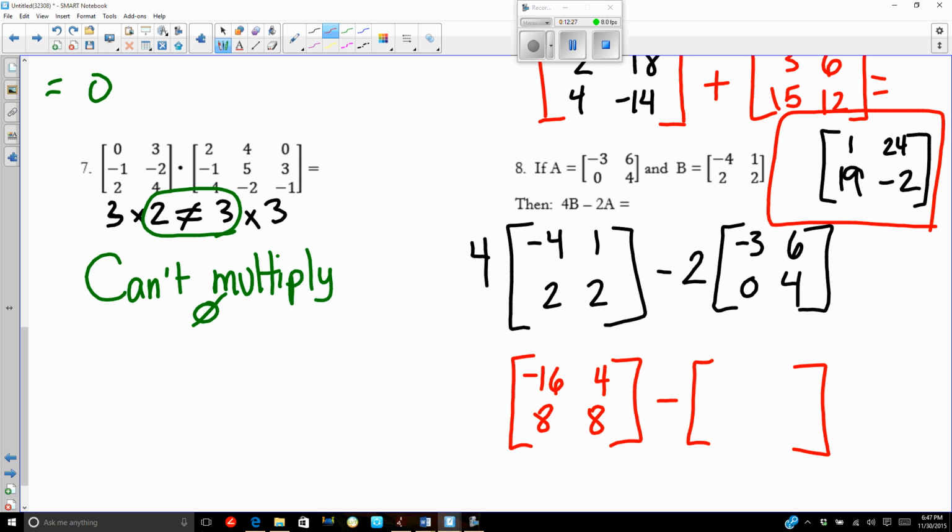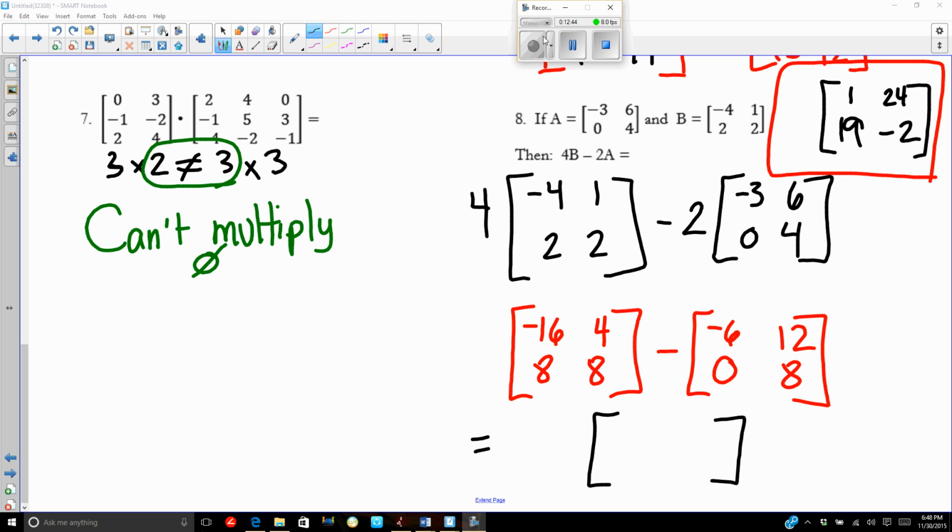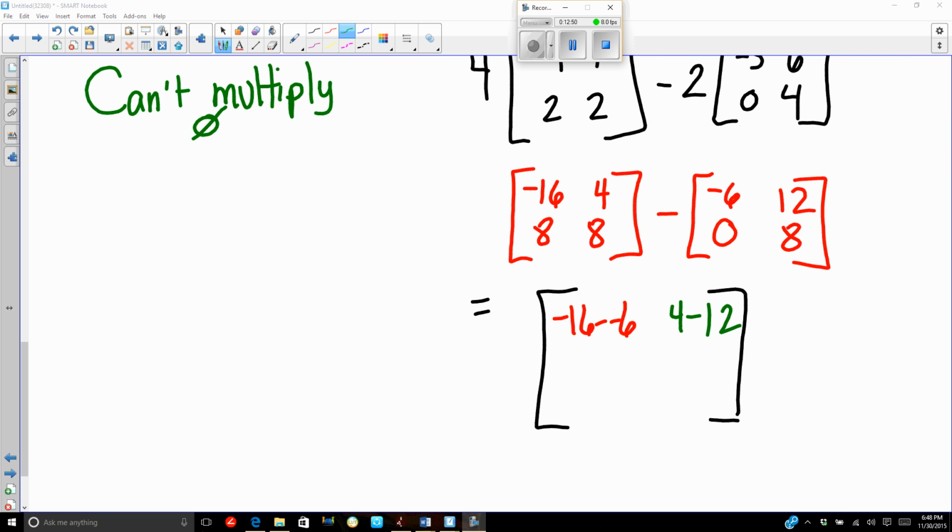I'm going to multiply everything in there by positive 2, and then just remember to subtract everything. 2 times negative 3 is negative 6. 2 times 6 is 12. 2 times 0 is 0. 2 times 4 is 8. And then my last step here is to just subtract corresponding numbers. So negative 16 minus negative 6. It's 4 minus 12. It's going to be 8 minus 0. And it's going to be 8 minus positive 8. You just take care of that simple math and you will arrive at your answer.